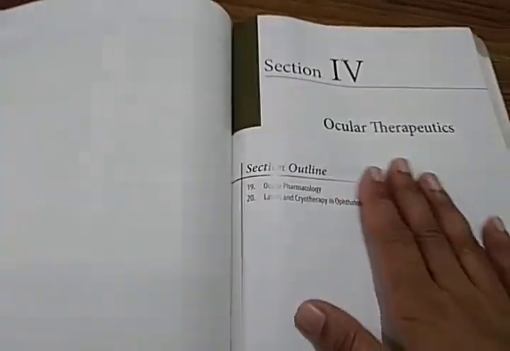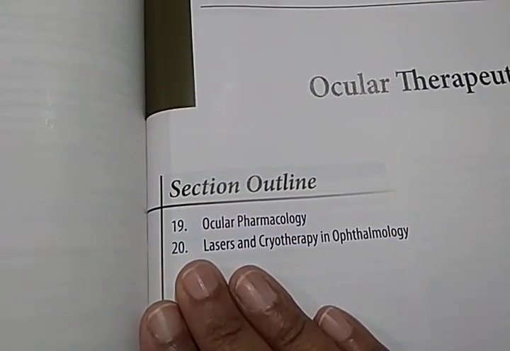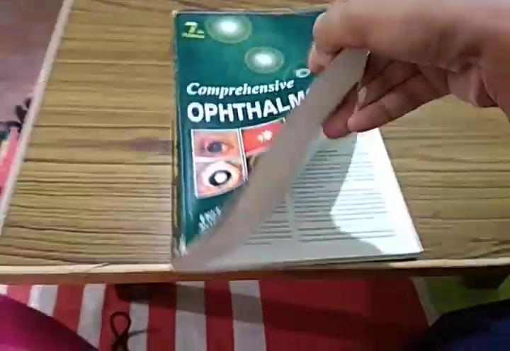Yeah, section 4, guys. We reached ocular therapeutics, ocular pharmacology, laser and cryotherapy. Ocular pharmacology. Let's see what will be there in this. Guys, what are we looking at? This book, okay? Comprehensive Ophthalmology, K. Khurana. We've finished this much. Just a little more is there, okay? Just bear with us. We're looking at a little detail, right?